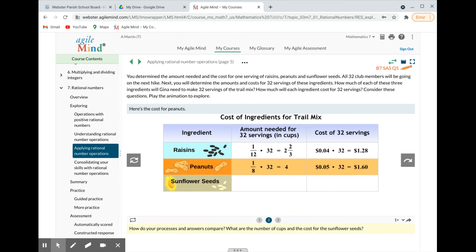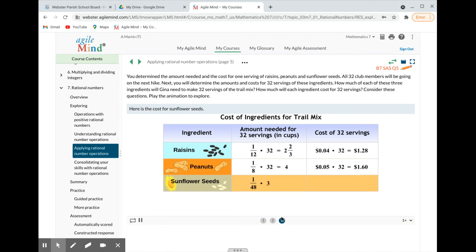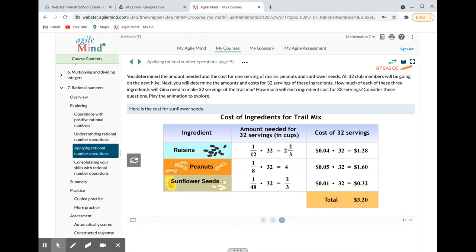Multiply 5 cents by 32. Good. Perfect. All right. Who remembers what the cost of the sunflower seeds were for 1/48? Wasn't it 1 penny? Yes, sir. All right. So what are we going to do with 1/48? Multiply it by 32. Good. And then what do we need to do with 1 penny? Multiply it by 32. That's right.